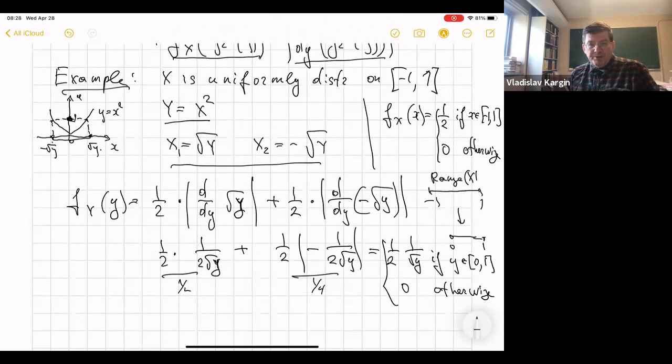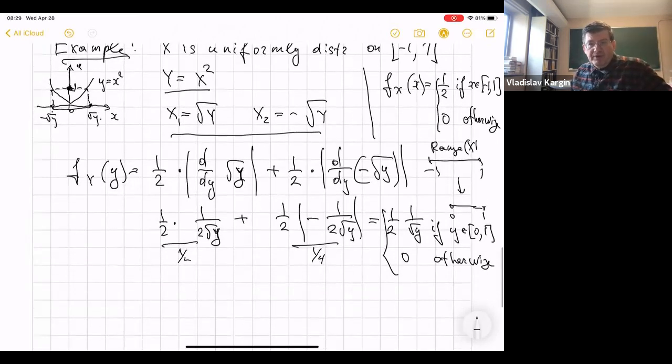This is a super simplified example that shows how, in principle, it's possible to apply this method even if the function is not one-to-one. In some places there will be two preimages, in some places three preimages. Maybe you'll need to split it up in complicated cases, but we will not look at the complicated cases.